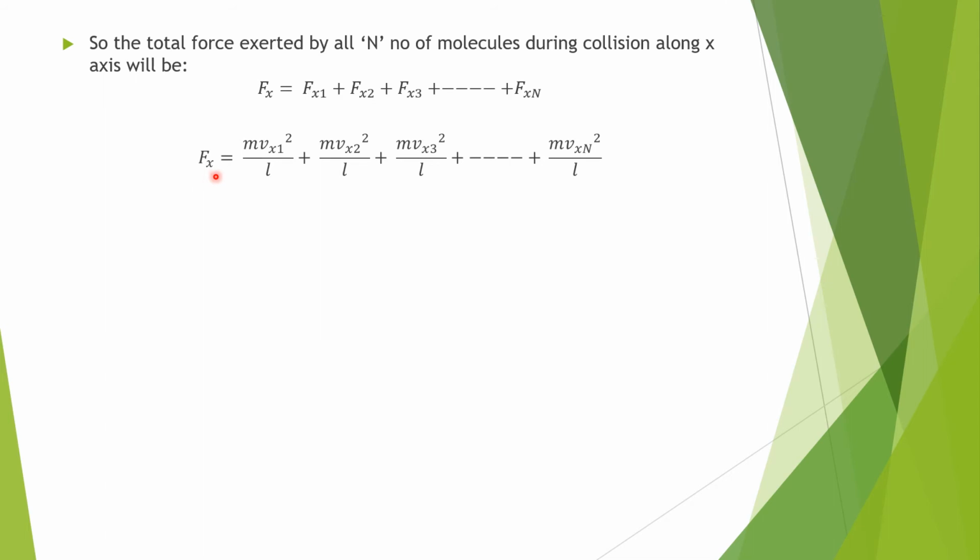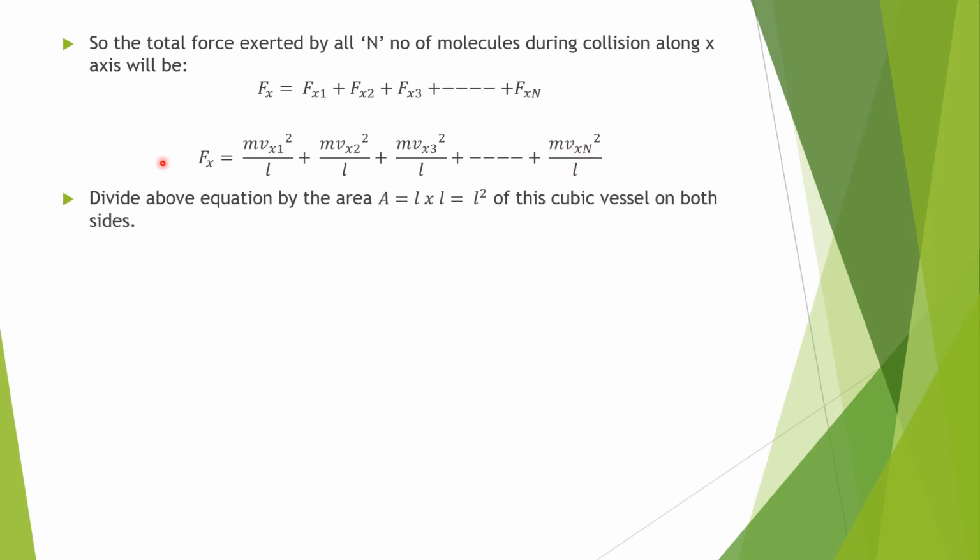As we know, Fx1 was mvx square upon l. Since the mass of all the molecules is the same, as we assume the molecules are identical, and the dimension of the cube is the same, the only term that changes is velocity. So the first expression will be mvx1 square upon l, the second will be vx2 square, the third will be vx3 square, up to the last term, which is vxn square. And if we sum all these terms, we get the total force.